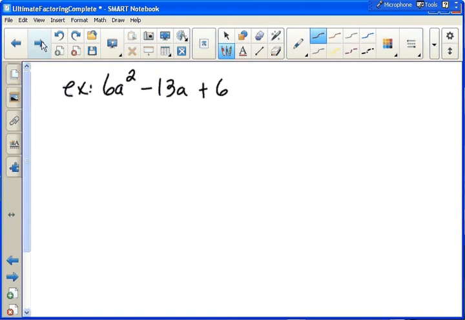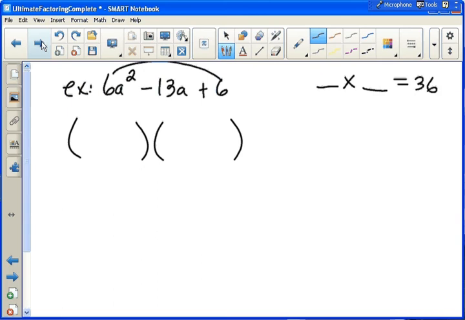Okay, it's a trinomial. We set up two parentheses. We do 6 times 6, which is 36, so we need to multiply to be 36, and we need to add up to a negative 13. So come over here, 1 and 36, 2 and 18, 3 and 12, 4 and 9, or 6 and 6.